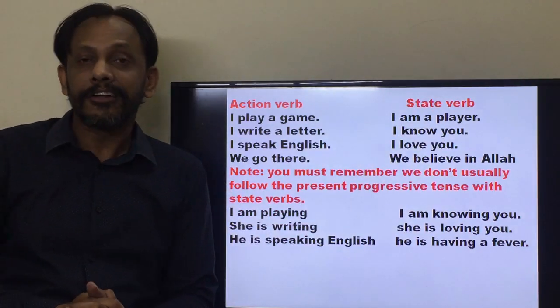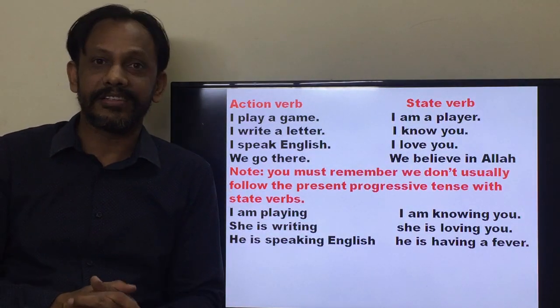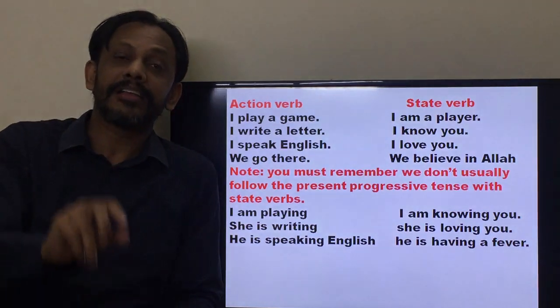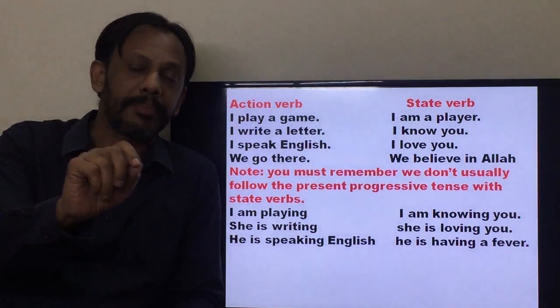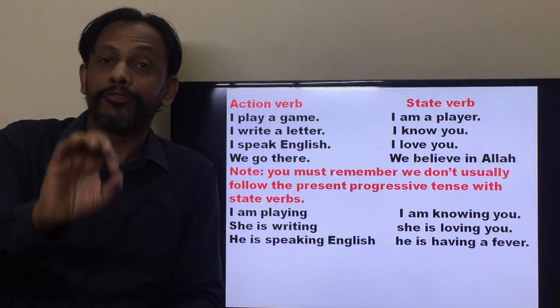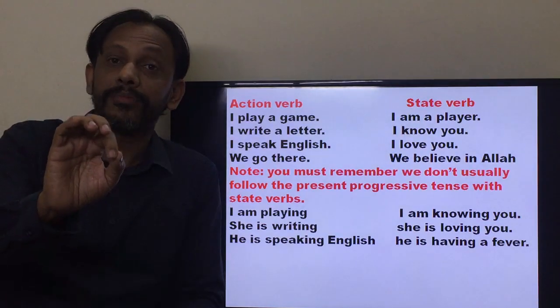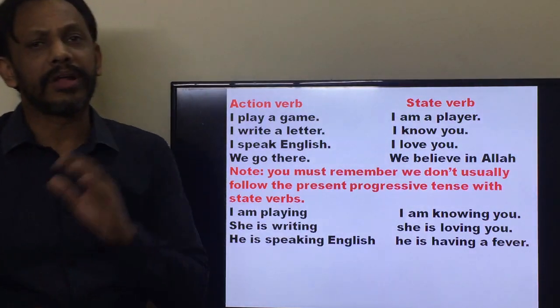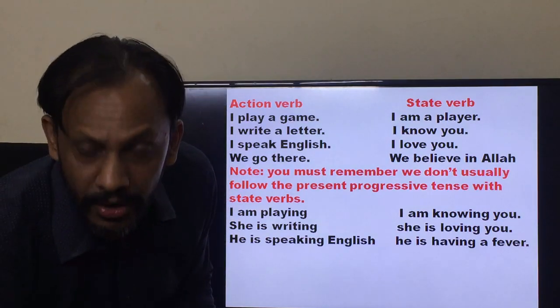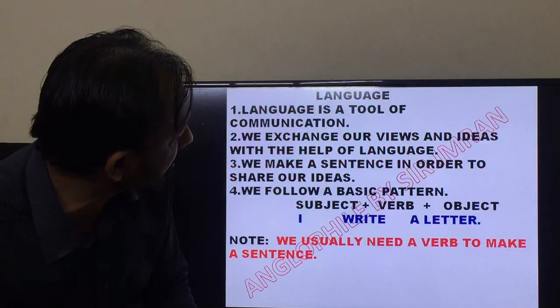So remember, when we talk about verbs, there are two kinds. The first one is the action verb and the second one is the state verb. And a state verb means it's a kind of verb that does not show an action. And since it does not show an action, we are not supposed to follow the ing form with state verbs. So now, before I wrap up my class, I would like to have a review so that you will be able to understand that.